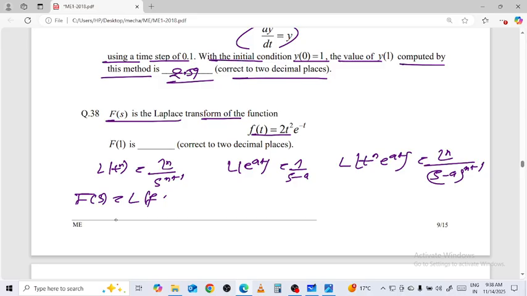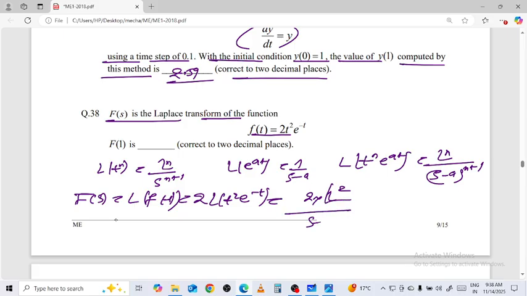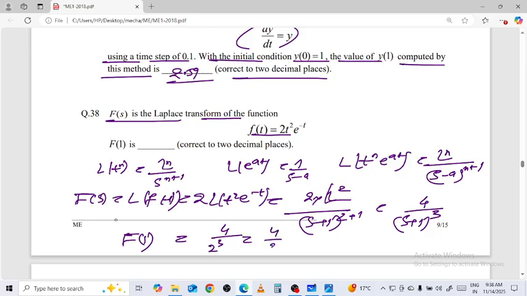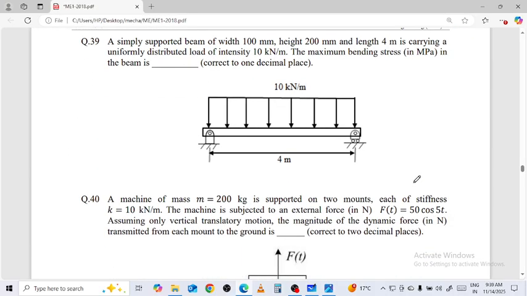So here, Laplace of t square e to the power minus t is factorial 2 upon s plus 1 to the power 2 plus 1, that is 2 upon (s plus 1) cube. At the value 1, we get 2 upon (1 plus 1) cube, 2 cube is 8, so 2 by 8 is 1 by 4, 0.25. Next question.